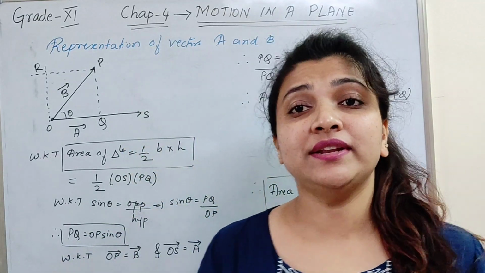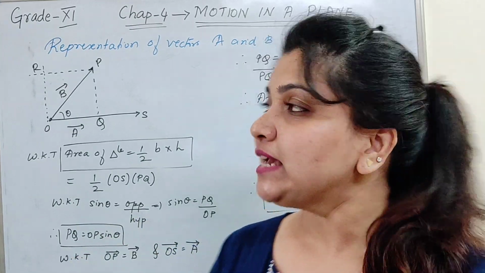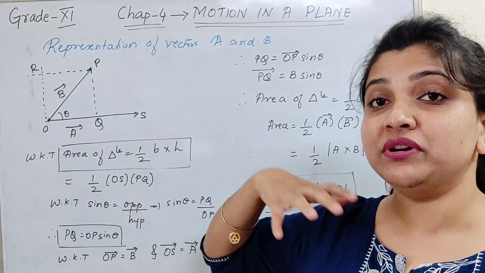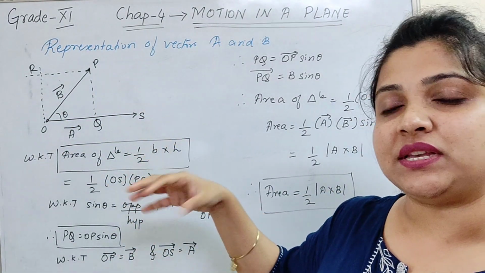Yes, children. So now the next thing is, after knowing about vectors, dot product, cross product and all of that, we will just solve how you represent vectors A and B. Alright, so how is this representation done in a graphical method? Now, what does this basically symbolize?